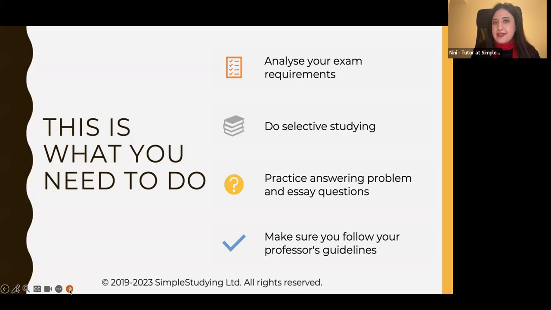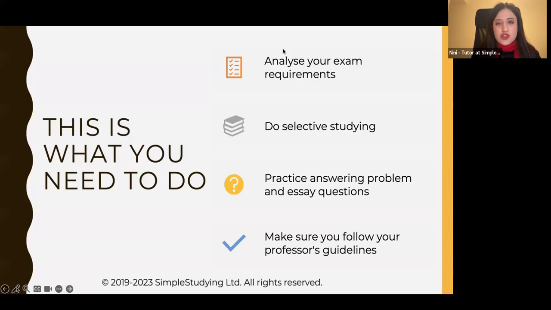Practice answering problem and essay questions. This is very important. I've seen a lot of students try to learn everything by heart and not practice before the exam. This can have very bad consequences. Knowing the law is like 50% of the work, and knowing how to apply that law to the facts of the case in the problem question, or how to apply your legal knowledge in an essay question, that's another 50% of the work that you have to do. So make sure that you practice as much as possible before going to the exam.